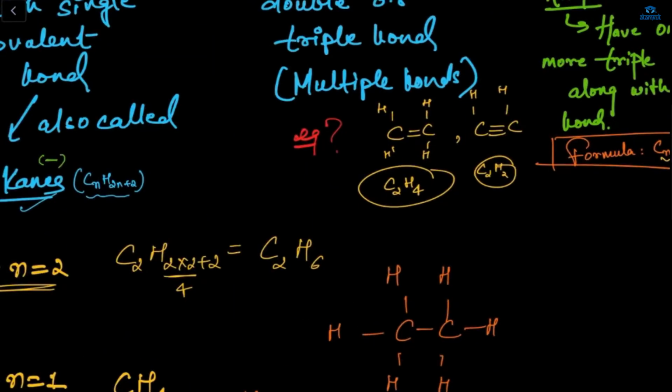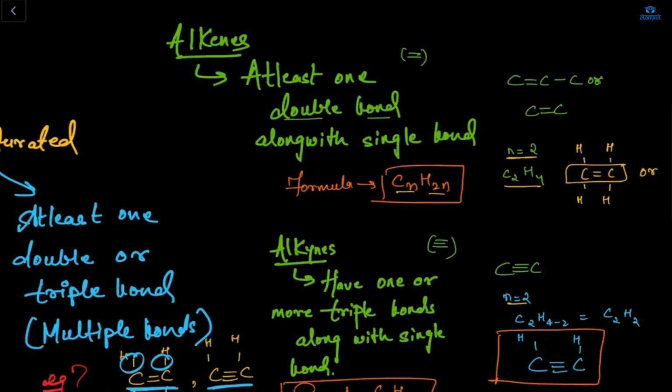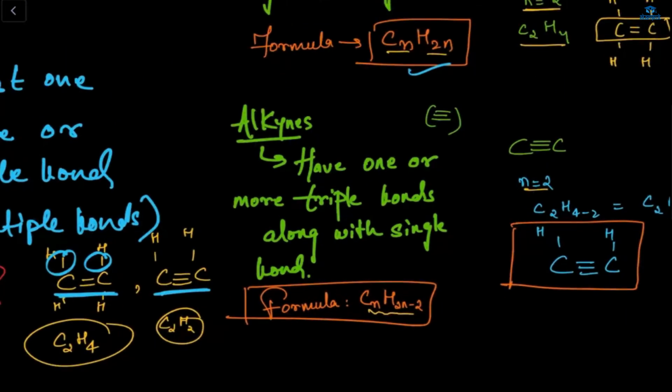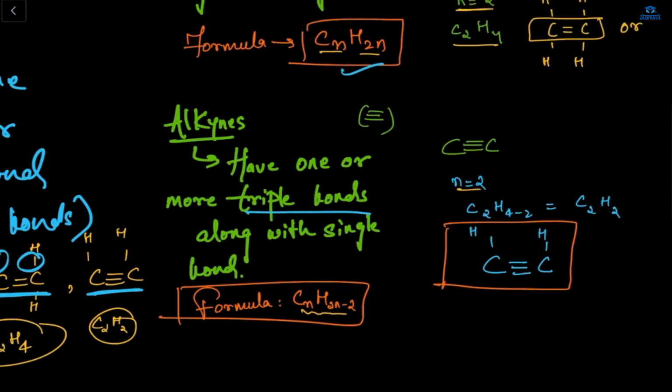So alkenes or alkynes. Here this is a double bond, which is your alkene, and even single bonds are also included. And here is your triple bond, which is known as alkynes. So alkene is what? At least one double bond should be there, and the general formula is CnH2n. Alkyne is what? At least one triple bond should be there.